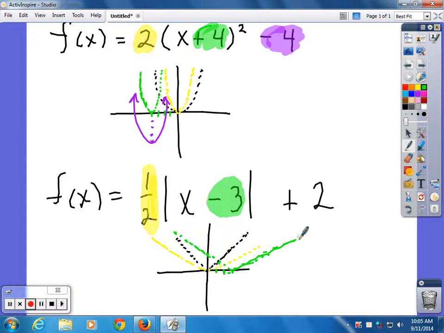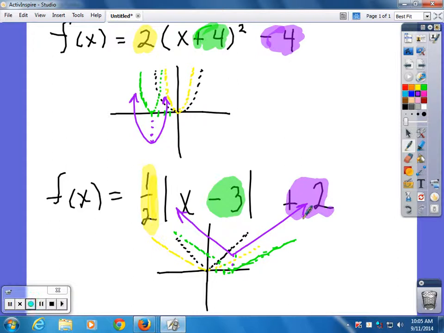And then what does the positive 2 mean? Up 2. So 1, 2, oops. 1, 2, and the actual graph is that purple one.